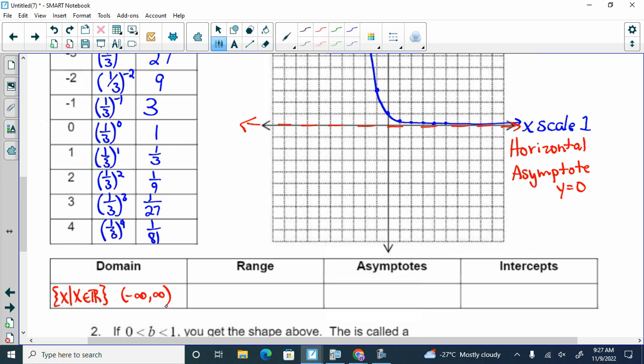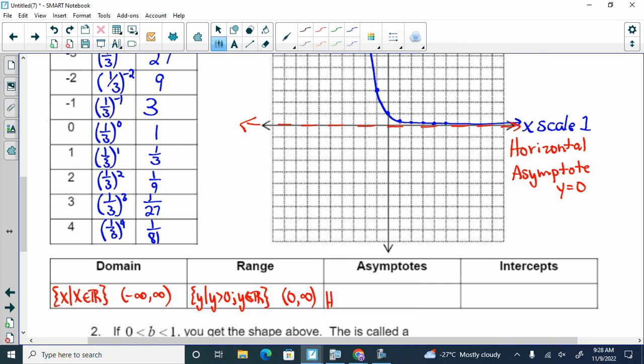My range can't equal 0, and the entire thing is above, correct? That's going to be y such that y is greater than 0. Make sure you don't have the equal to sign, because that's where the asymptote is. Wow, that made my e really ugly. And then it would be 0 to infinity, round bracket.